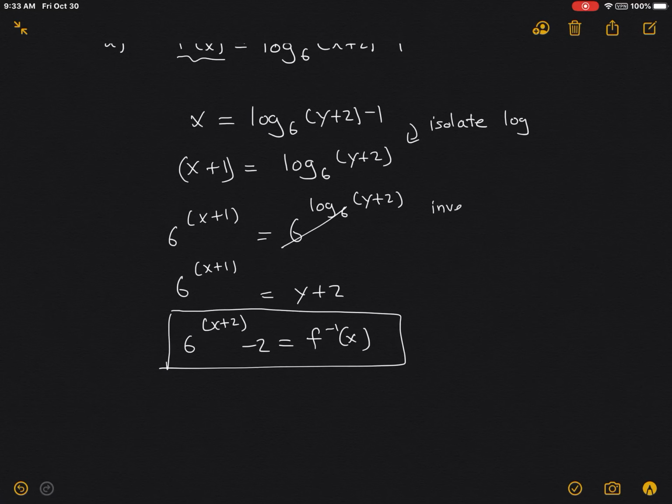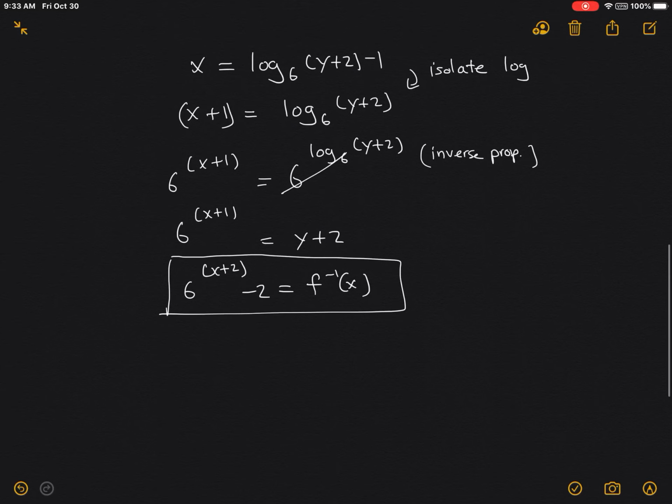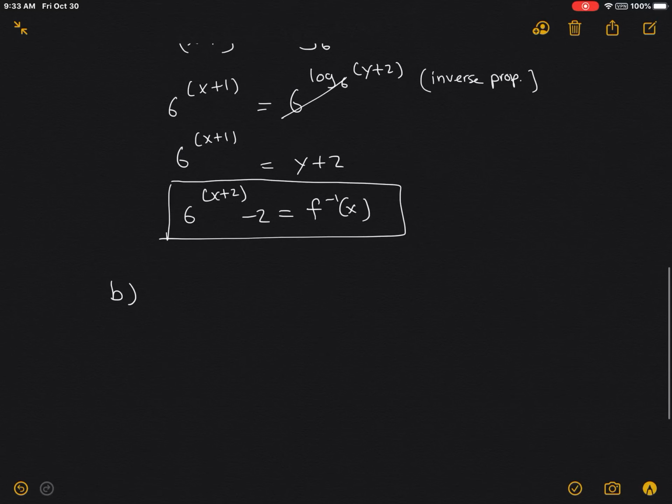So make sure you isolate the log. Use your inverse property to get the variable which was inside the argument. Again, you cannot divide by log, okay? I've seen students do that before. All right, let's just do one more example here, part B.